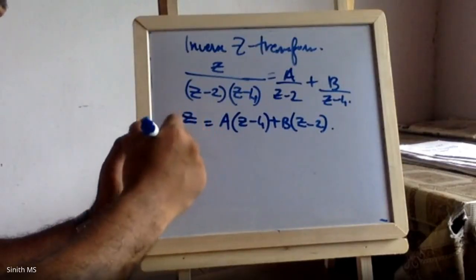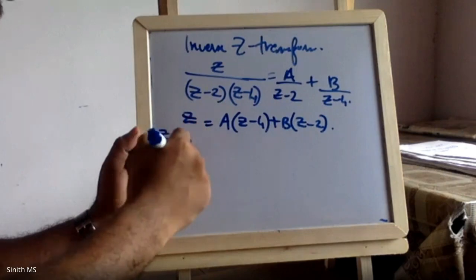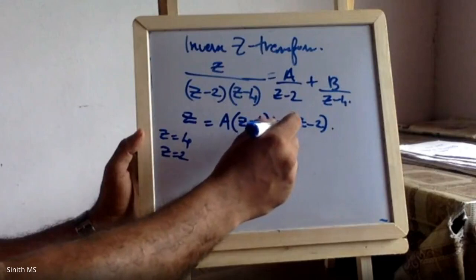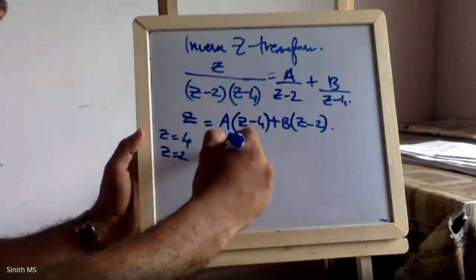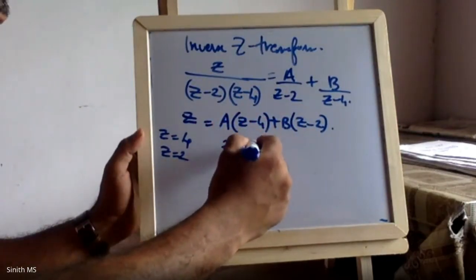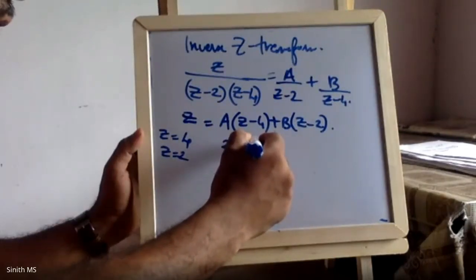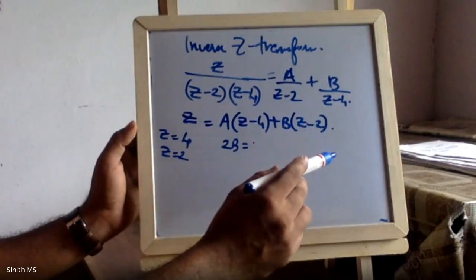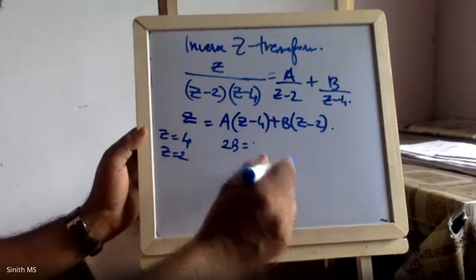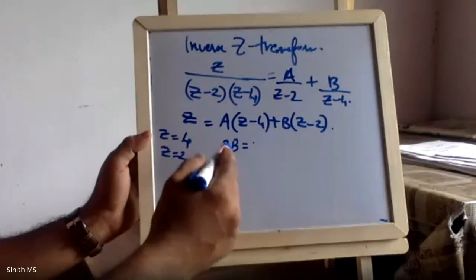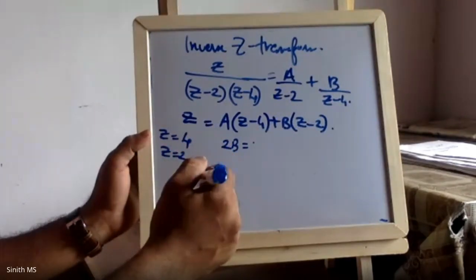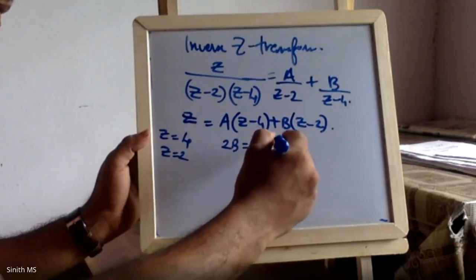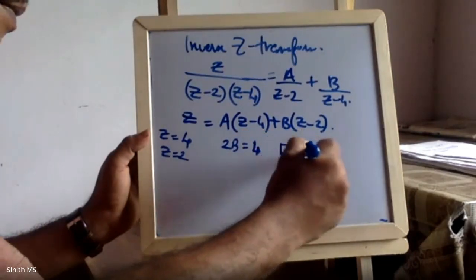So you put z equal to, say, 4 and say z equal to 2. When you put z equal to 4, this term disappears. And what happened here? This becomes 2b equal to 2b z. Right. Put z equal to 4, 2b equal to 4, or b equal to 2.